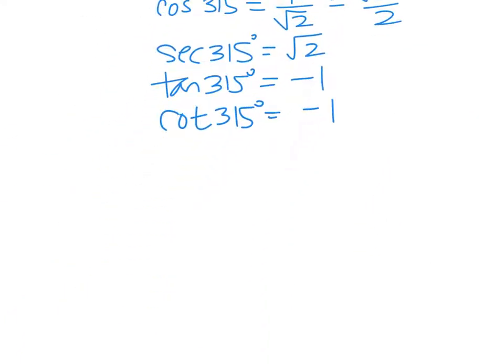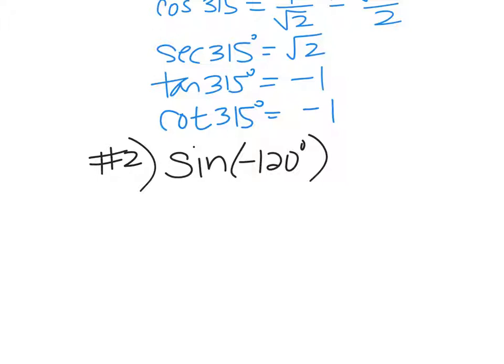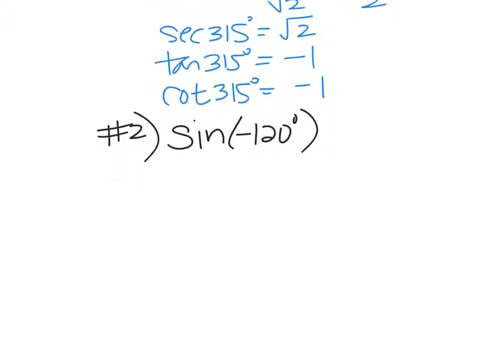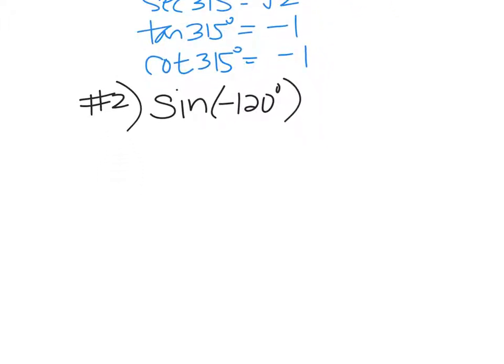All right, let's try another one. Number 2. Now let's evaluate, and we're not going to do all 6 every single time. Let's evaluate the sine of -120 degrees. Okay, these are all done without a calculator. So, to draw a picture is really good here.